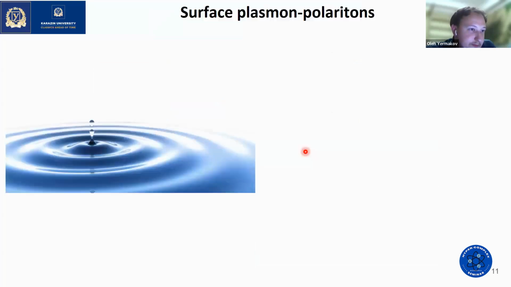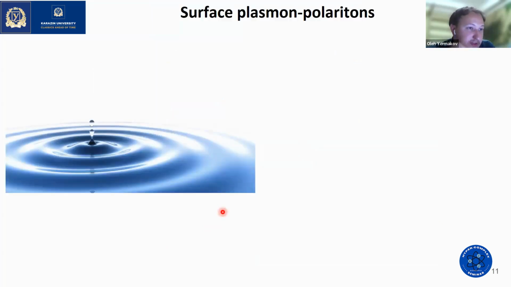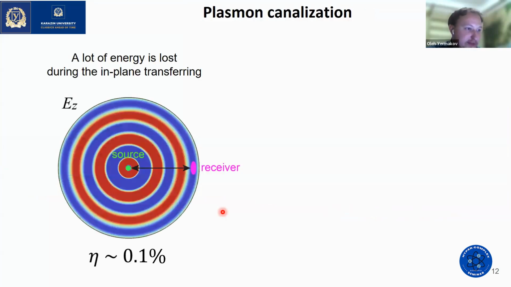The second one is related to the transference of signal in plane. It is important for different planar technologies. If we throw a stone into the water, we will see such water waves propagating along the surface between water and air. And we can excite the same surface waves, but electromagnetic ones. It is more difficult to excite them than just throwing a stone, but it is possible to do, and they are called surface plasmon polaritons. And the problem for transferring energy is that they propagate radially in all directions.